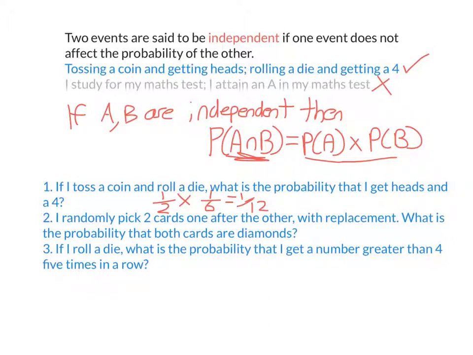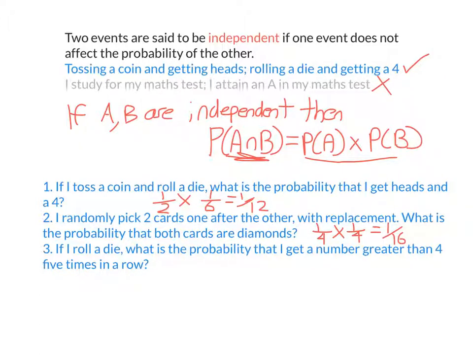So that means I pick a card and then I put it back and pick another card. Because I'm doing this randomly, what I get the first go doesn't affect my chances what I get the second go. So the first pick and the second pick are independent. The probability I get diamonds the first go is a quarter. The probability I get diamonds the second go is a quarter. So the probability I get both, I just multiply the probabilities and get 1 over 16.